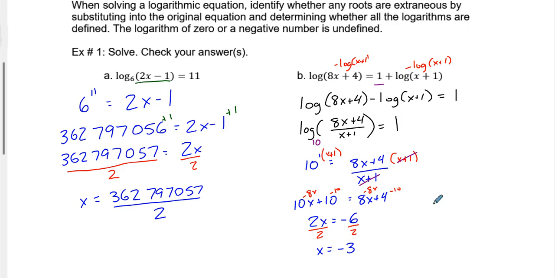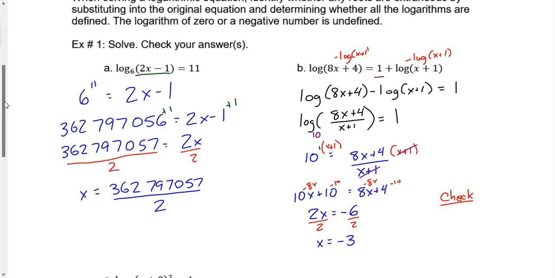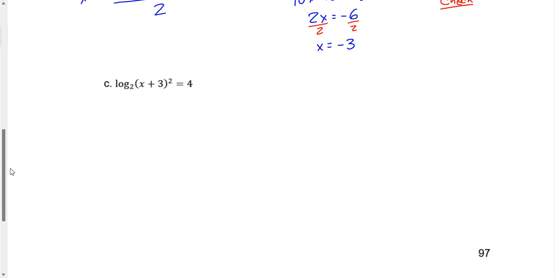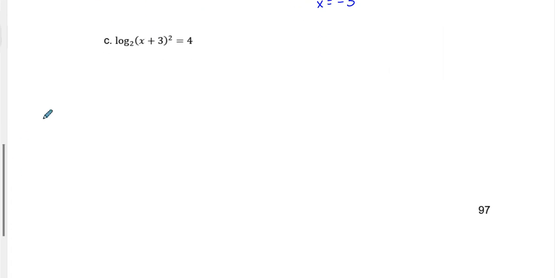We're going to do our check in a second. We're going to do our last example on this page first.